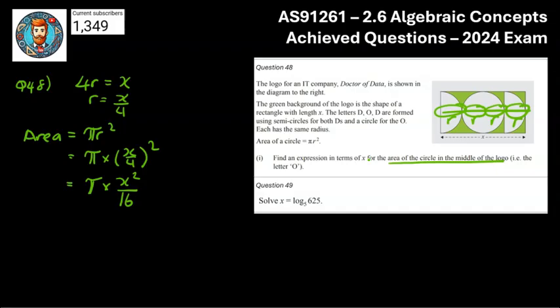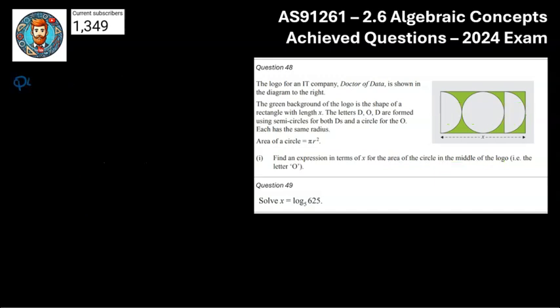And I just want to note, when I looked at this, I thought for sure a lot of people are going to leave that as a 4 there instead of squaring the 4. But that power has to hit the x and the 4, so both need to be squared. And then once I've got that, I can just simplify the numerator. So that's going to become pi times x squared over 16. And that there would be an expression for the area in terms of x.